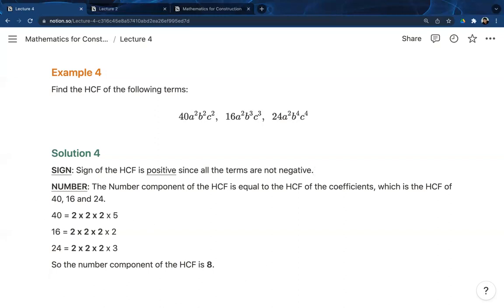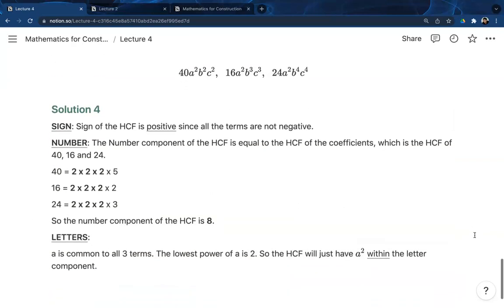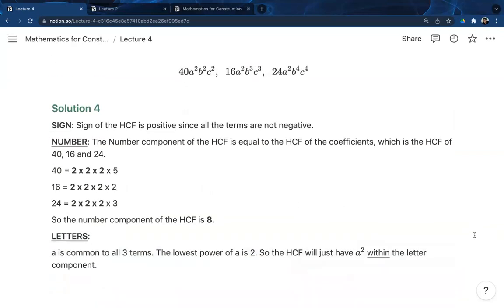And what about the letters? A is common to all terms. What's the lowest power of A you see? A squared, A squared, and A squared. So that means the HCF will have A squared. So far the HCF is positive 8A squared.